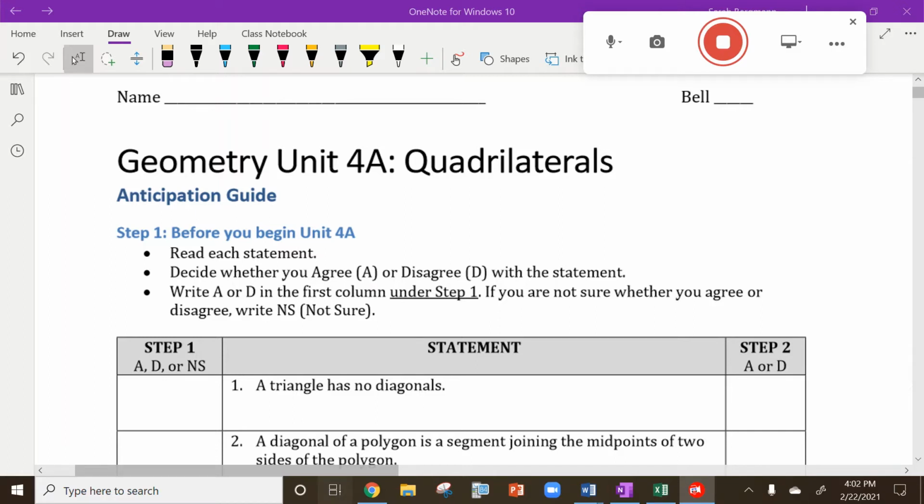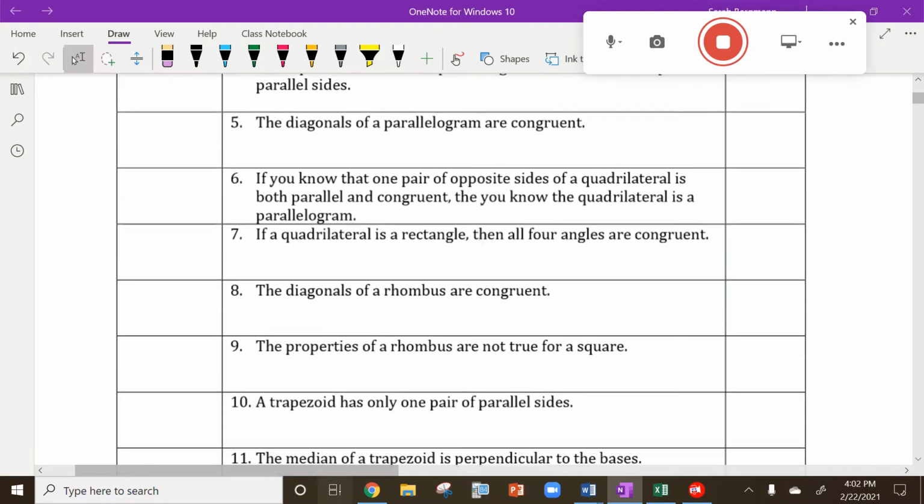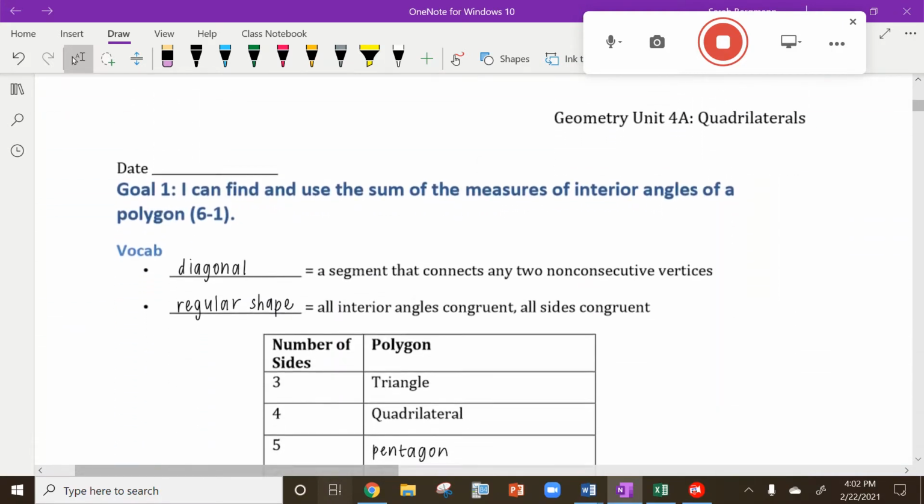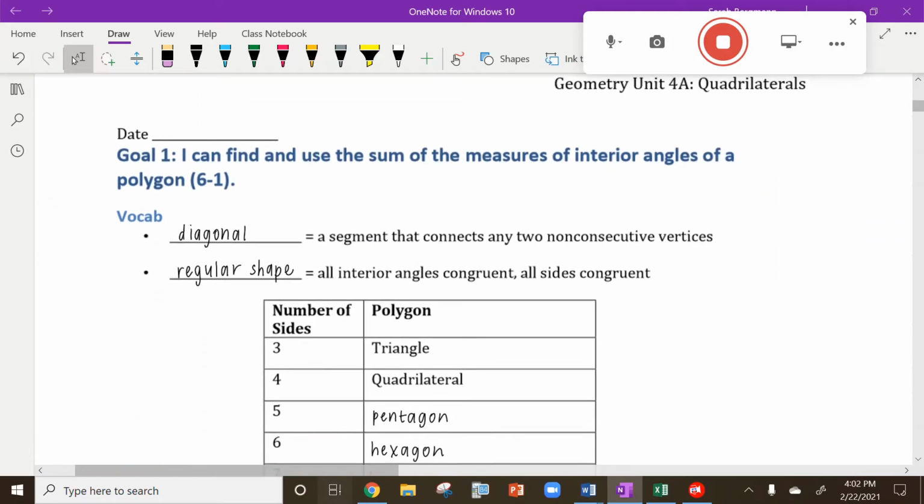So first, on this first page, you'll see an anticipation guide. Depending on when you're watching this video, either we've already done this in class or you will be doing this in class. So go ahead and skip this for now and go to the next page where it says Goal 1 at the top. First, we need to learn some vocabulary words before we start this unit.